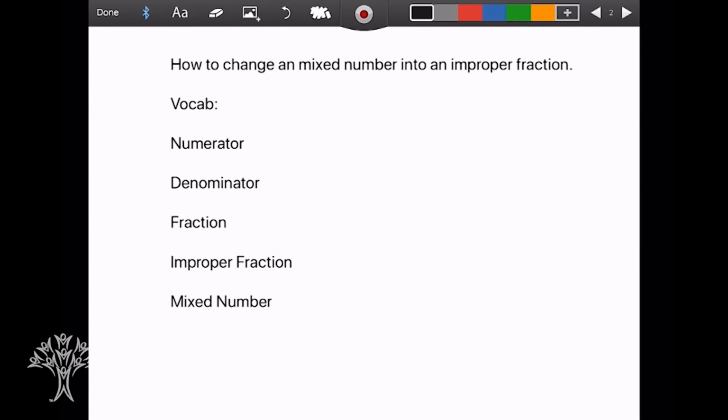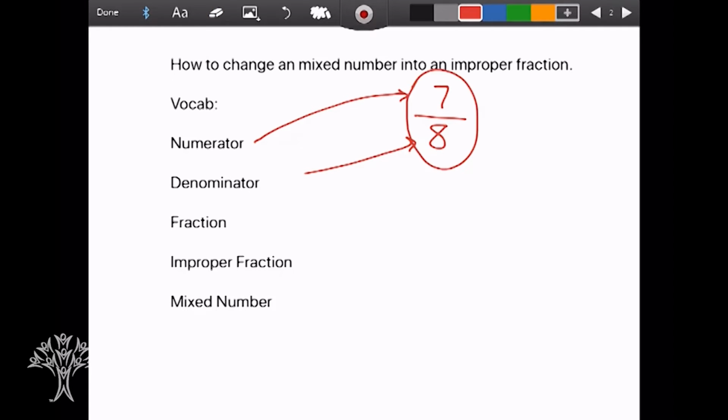All right. Our lesson for today, though, is how to change a mixed number into an improper fraction. A few pieces of vocabulary you need to remember: numerator is the top number of the fraction, and denominator is the bottom number. Numerator top, denominator bottom. A fraction is a part of a whole number. An improper fraction is when you have a numerator that is larger than a denominator. And a mixed number is when you have a whole number and a fraction with it. So remember those vocab terms as we're talking today.